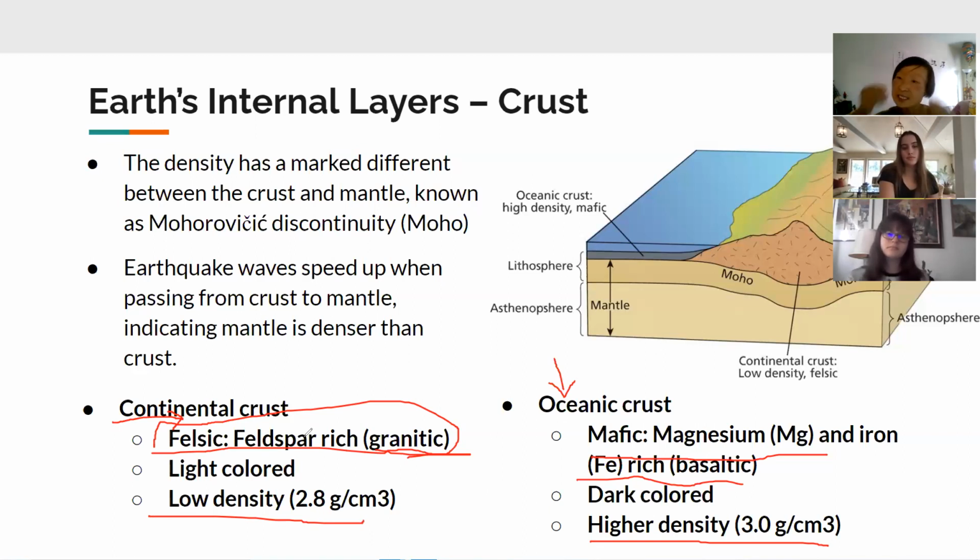Okay, so this gives you the theoretical foundation for what happens when those two types of crust collide, the behaviors of those two crusts. That leads to the next module, plate tectonics.